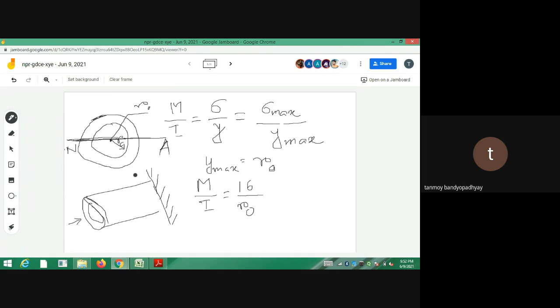Now we have to calculate the value of I. What is I for such a cross section? The second moment of inertia. As we know, for a circular cross section, if it's a circle, the second moment of inertia is 5 by 4 r to the power 4.